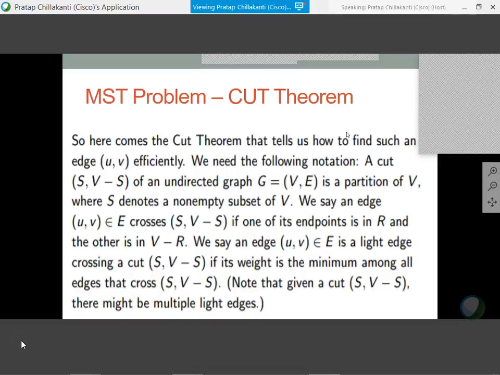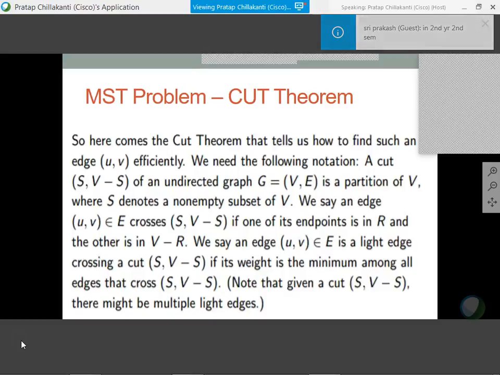So we need to know what the cut theorem is. And I have good examples here, trust me. Even if you're lost now, hang in there for a few more slides, you'll understand what this is. So how do we define this one? So what is a cut?